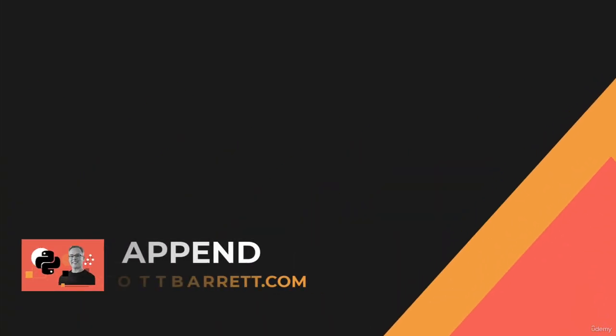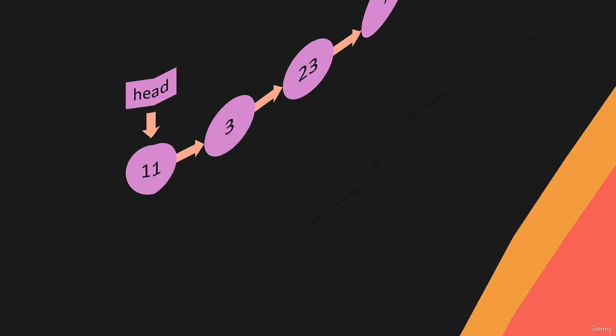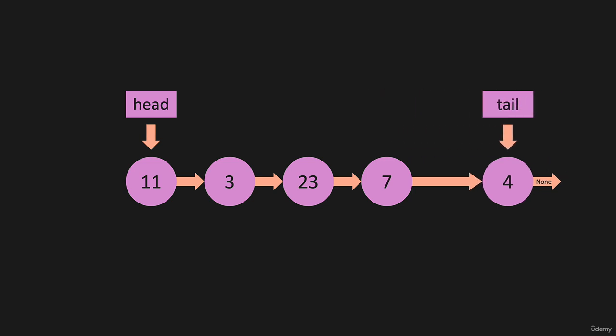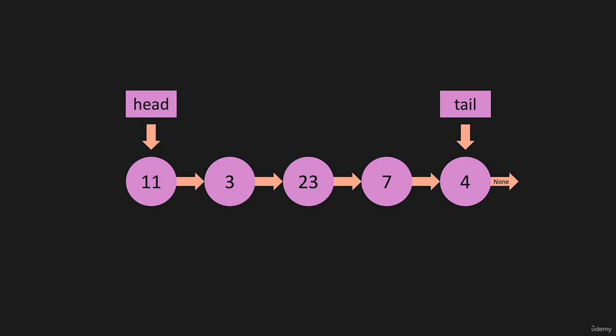So now we're going to write the method to append an item to the end of the linked list. So that's going to look like this. We're going to create a new node. We'll have that last item that was in the list point to the new node. We'll have tail point to the new node, and that adds it into the list.